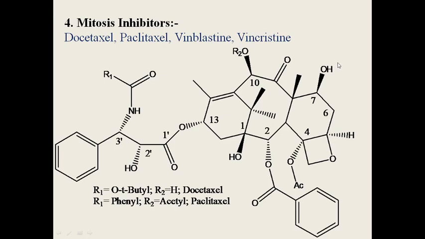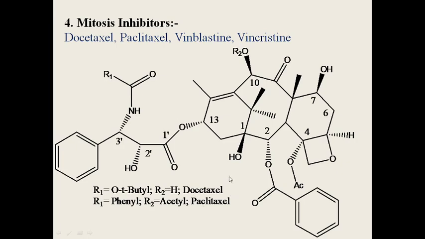7, there is a hydroxy. At position number 8, here is a methyl. If nothing is written here, it is simply like this, then it is a methyl. At position 9, there is a ketone. At position number 10, you can see there can be two groups, R2. Either it can be hydrogen or it can be acetyl. If here it is hydrogen, and here at R1, if it is O-tert-butyl, then this whole structure will be docetaxel. If at R2, there it is O-acetyl altogether, and at R1, here phenyl is there, then it will be paclitaxel.